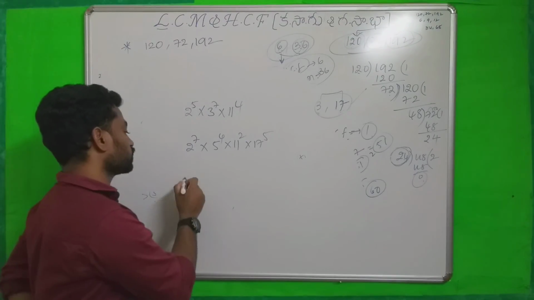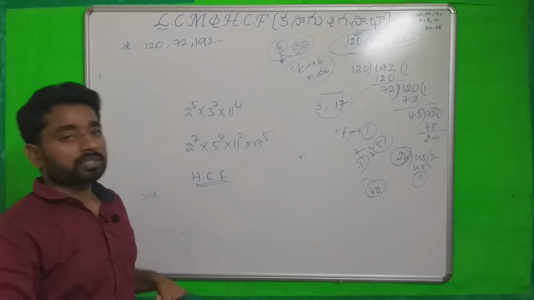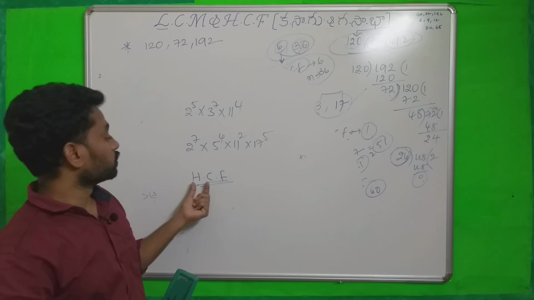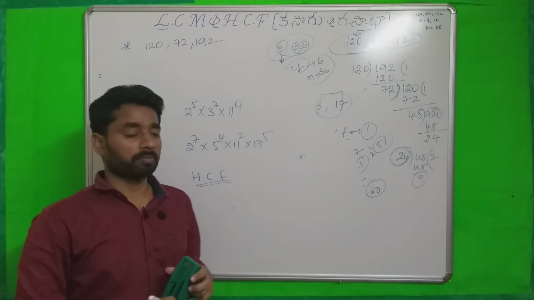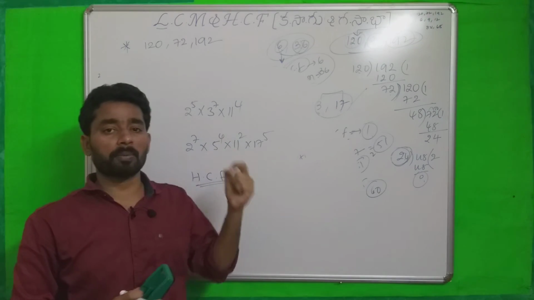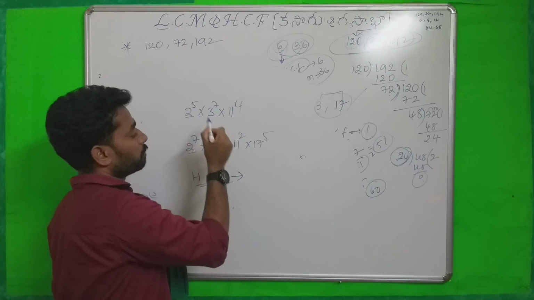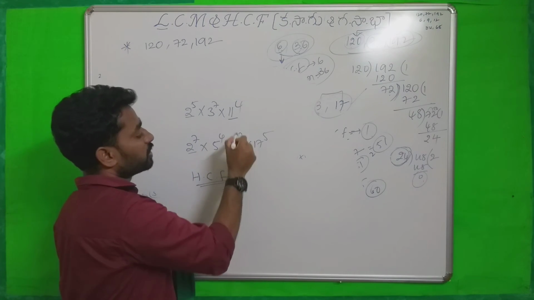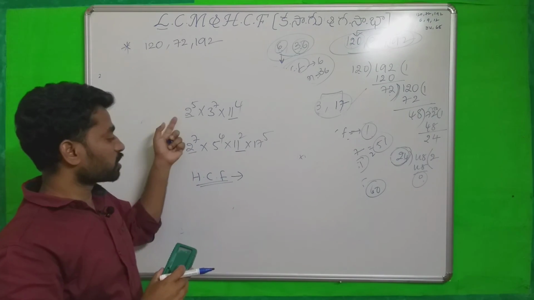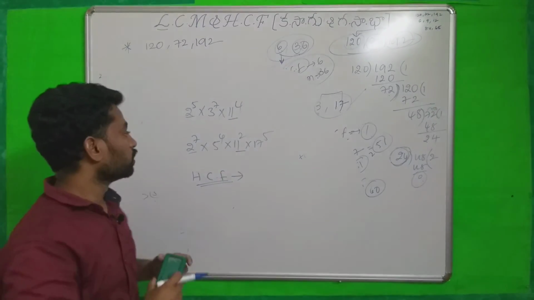How can you write? First HCF. Remember one thing, highest common factor, Garishta Samanya Bhajakam. How can you take this? You have to think only about common prime factors. What are the common? 2 is common. Next, any other common? 11 is common. Only for these common ones we have to take the least exponent.